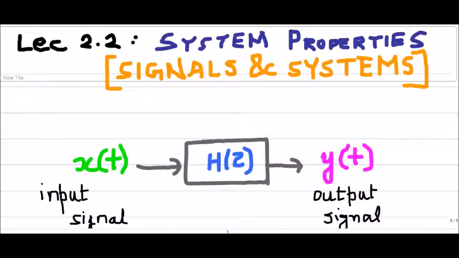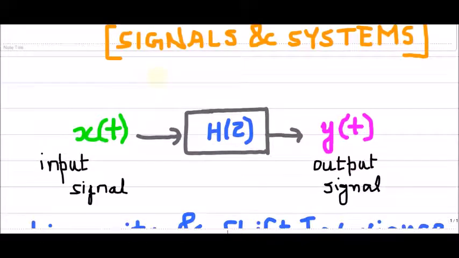Welcome to lecture 2.2. In this lecture, we shall see about the system properties, which come under the discussion of signals and systems. In the previous lecture, we had seen how an input interacts with a system, say h of t, and gives an output y of t. In this lecture, we shall try to interpret how to characterize a system through some of its properties.